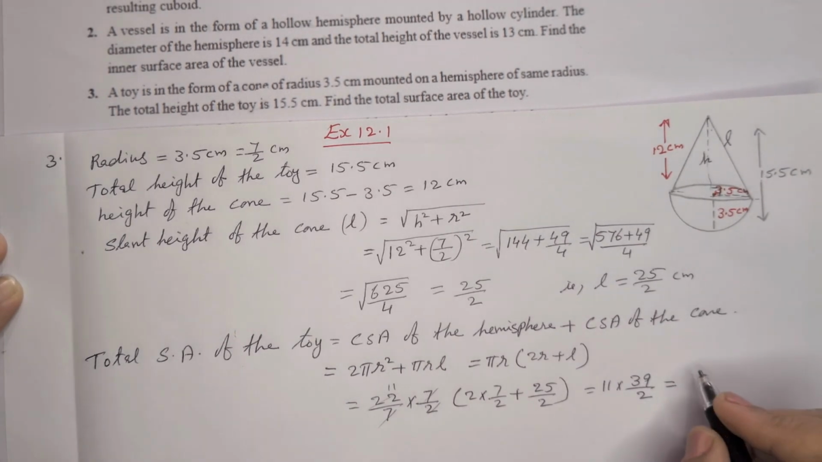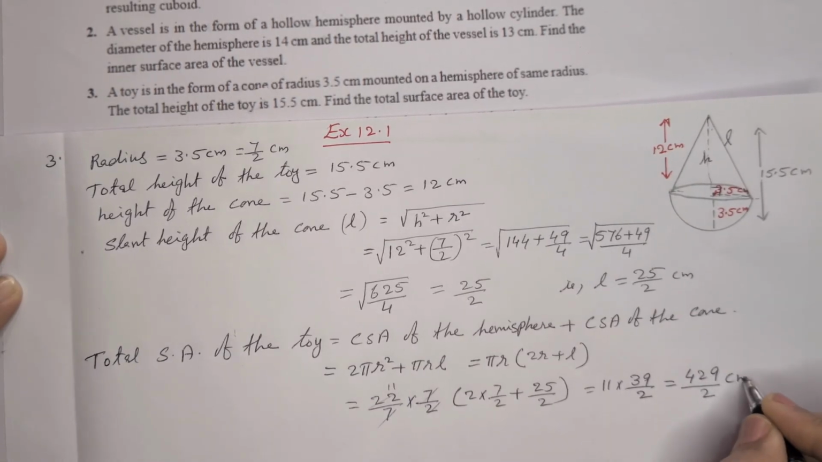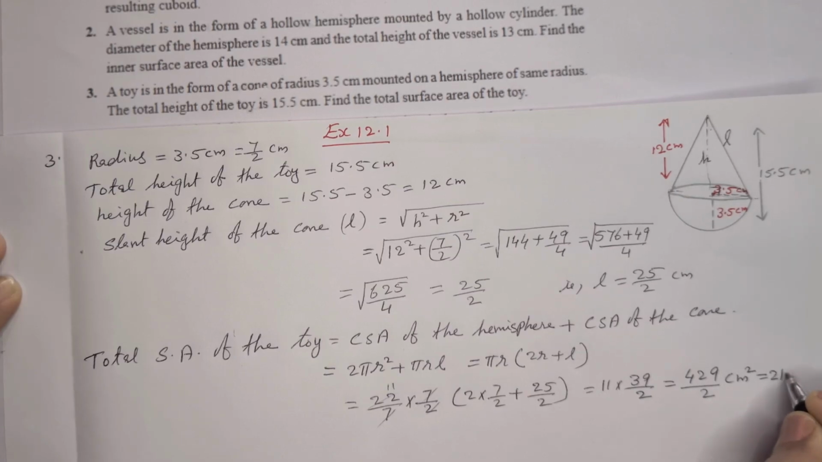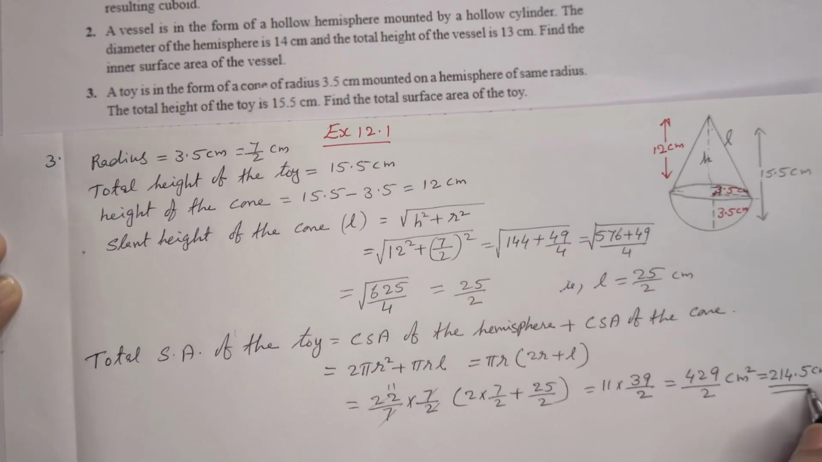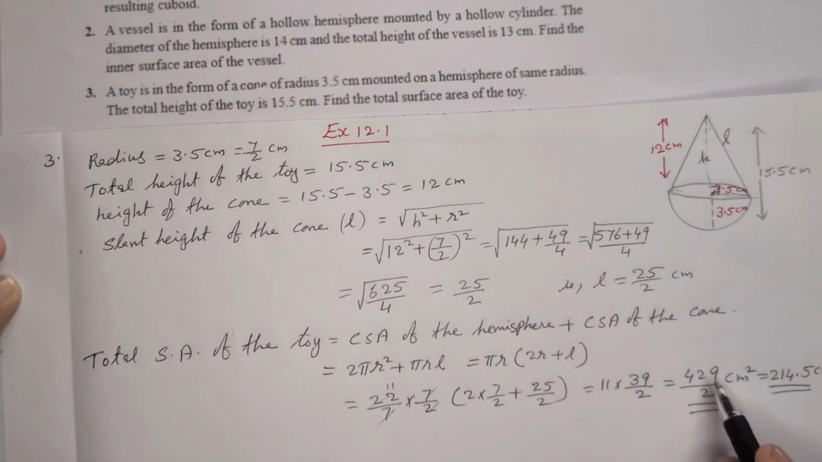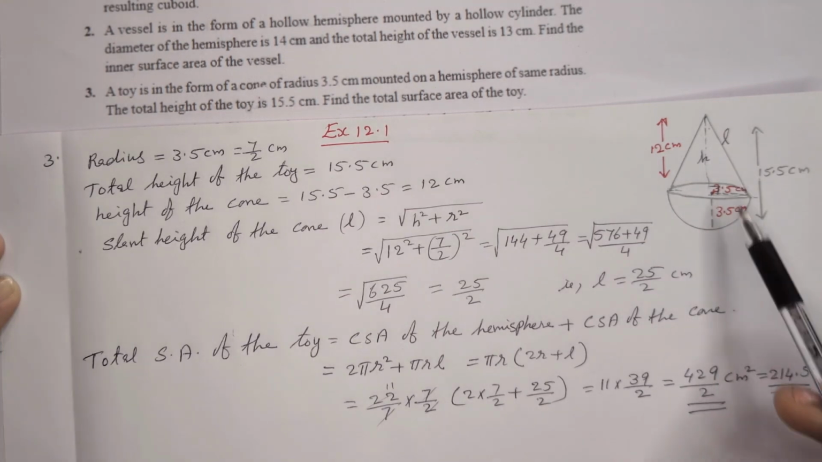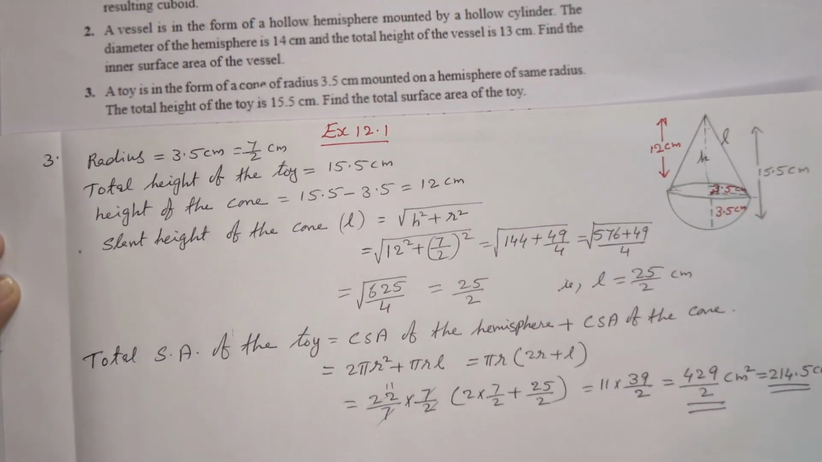So when we are multiplying here, 429 by 2 centimeter square. If we are dividing, we will get 214.5 centimeter square. 429 by 2 centimeter square, or dividing by 2, we will get 214.5 centimeter square. That is the total surface area of the toy, hemisphere plus cone.